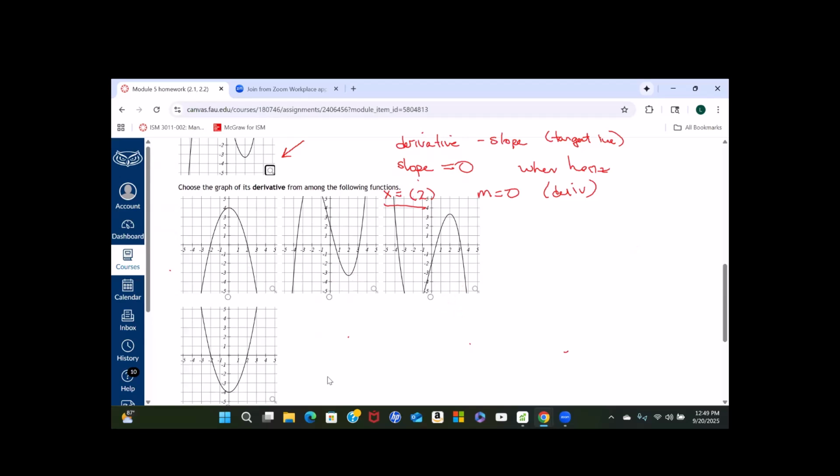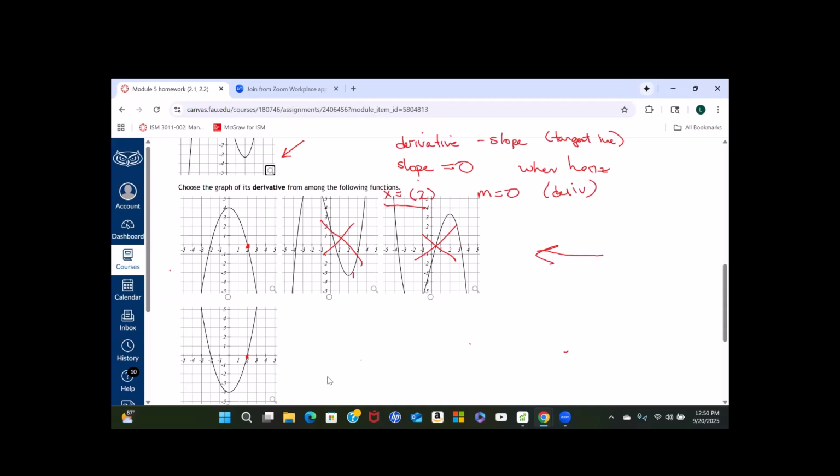I just want to make sure that you know what I'm saying here. These graphs are the derivative of the top one. Then when x equals 2, my slope has to equal 0. My slope is the derivative. It has to be this graph or this graph. For sure, it can't be the other two because the other two don't have the derivative equal to 0 when x equals 2. Does that make sense? Yes, it can't be this one or this one.